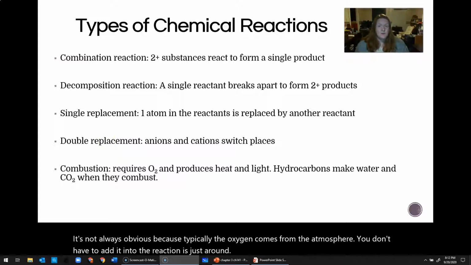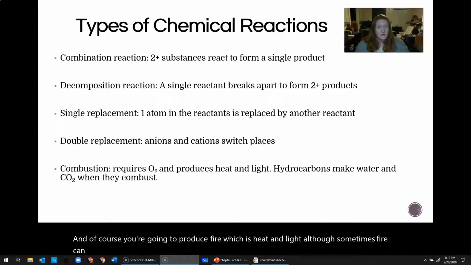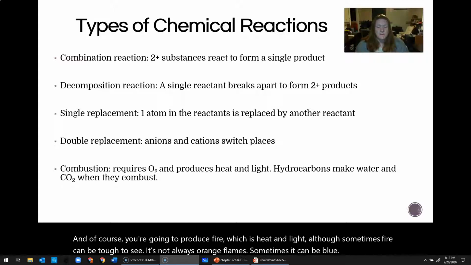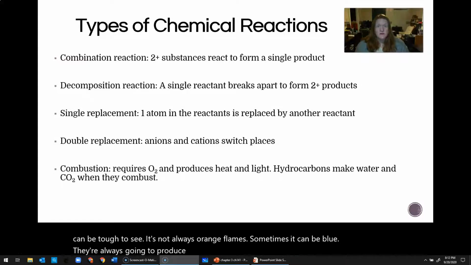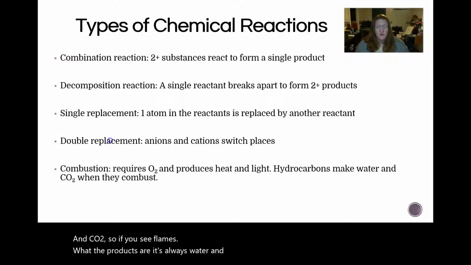And of course, you're going to produce fire, which is heat and light, although sometimes fire can be tough to see. It's not always orange flames. Sometimes it can be blue. They are always going to produce water and CO2. So if you see flames, you know what the products are. It's always water and CO2. And you know you have to add oxygen to balance the reaction on the reactant side.